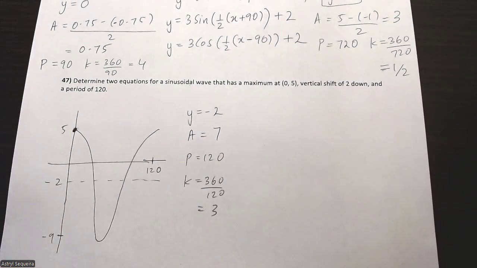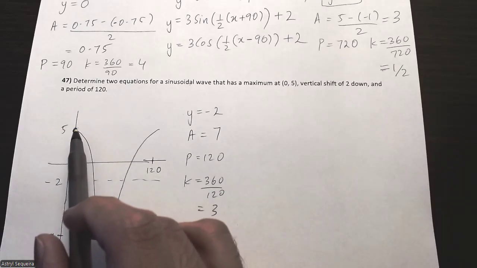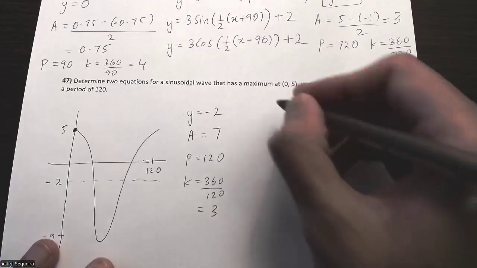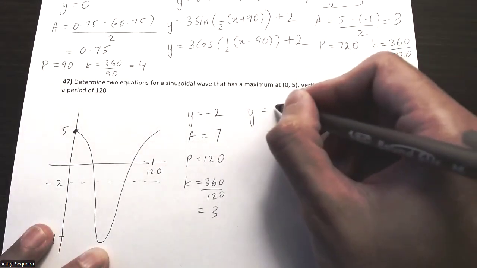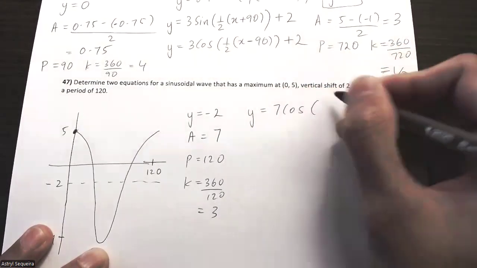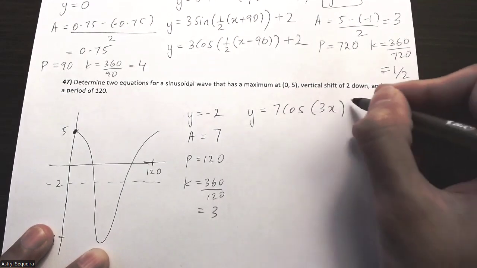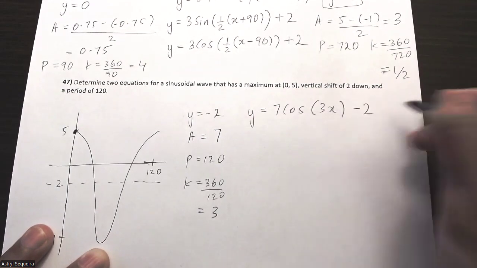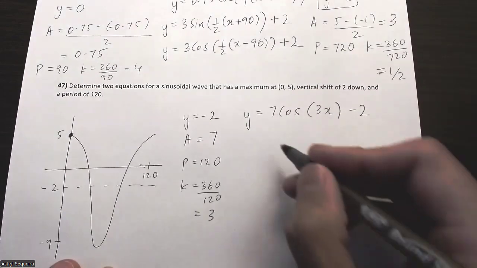So let's start by writing, I'll do the cosine equation for this one first because it starts at the max. Pretty easy to find that. There's no phase shift. So y equals 7 cos 3x minus 2. That's my cosine equation for this one.